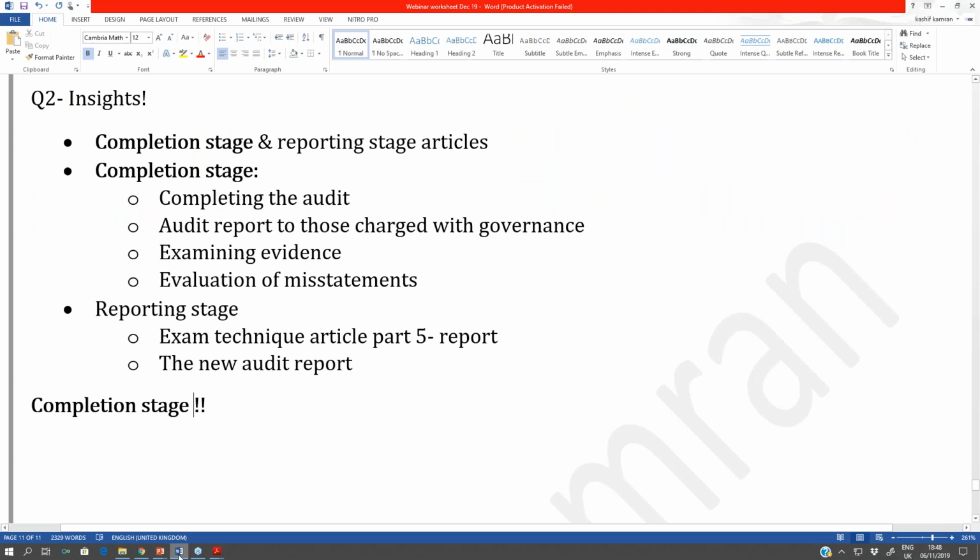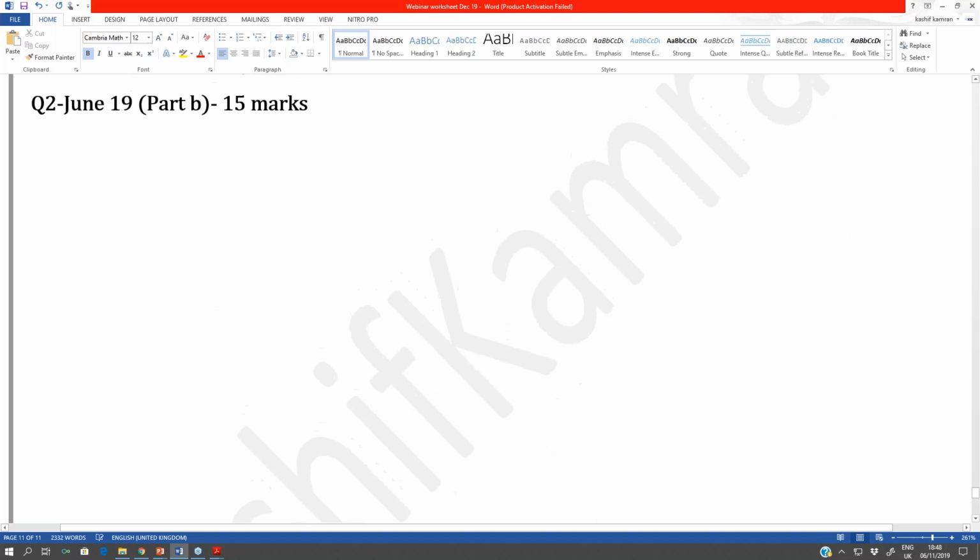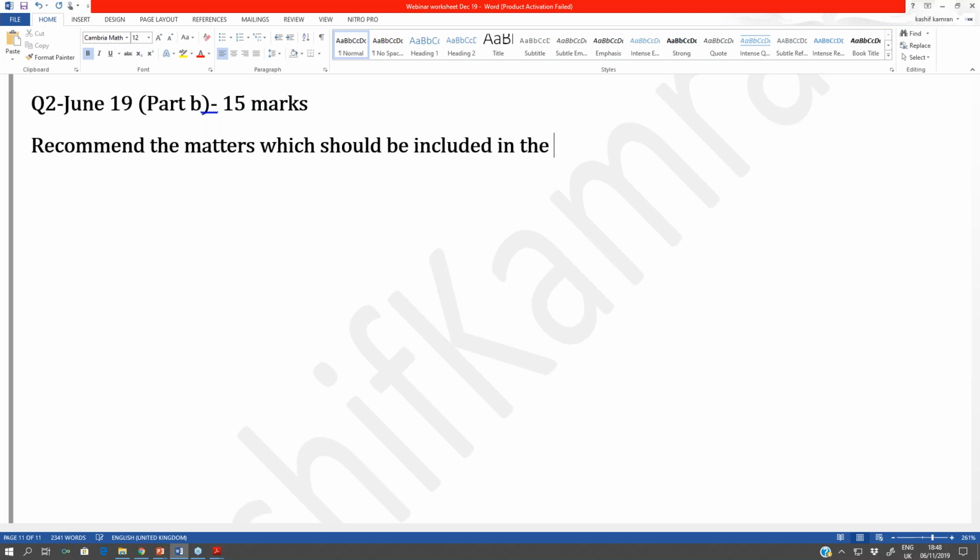of the June 19 exams. Question number 2 of the June 19 exams, part B, which is for 15 marks. The examiner is asking you, recommend the matters which should be included in the audit report to those charged with governance and explain the reason for their inclusion. Why will you include it?